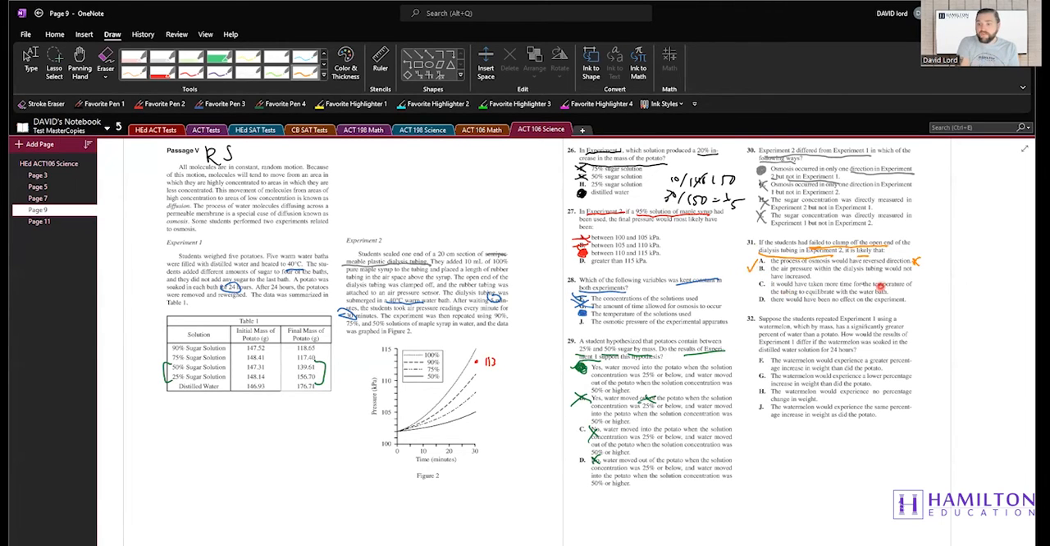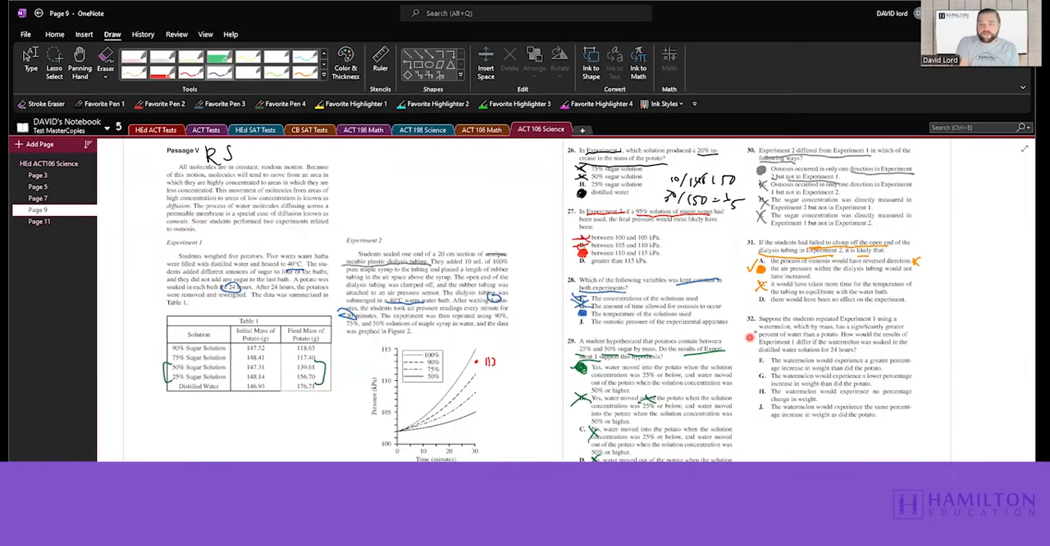It would take more time for the temperature of the tubing to equilibrate with the water bath. No, they set it to 40 degrees beforehand, so it's not C. There would have been no effect on the experiment. I guess that kind of sounds right because we're measuring the pressure inside of it. But I think the best answer would be that the air pressure would not have increased at all. Because it was not clamped, it would not be able to build up pressure. So I think the best answer is B for question 31.